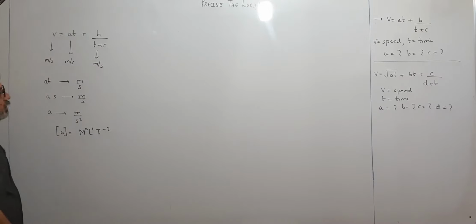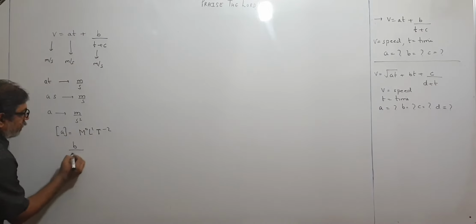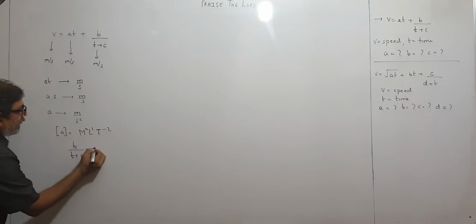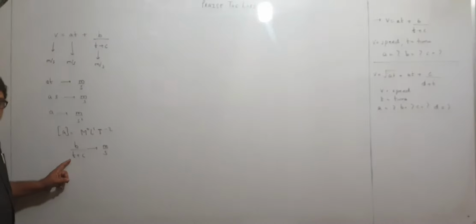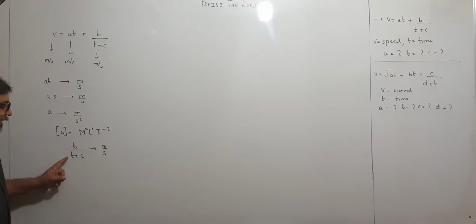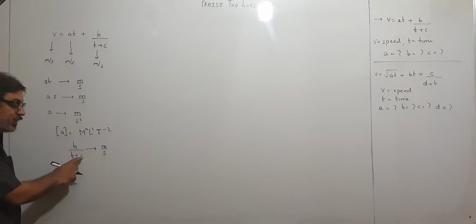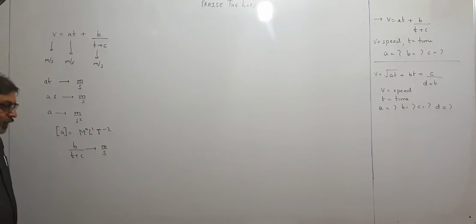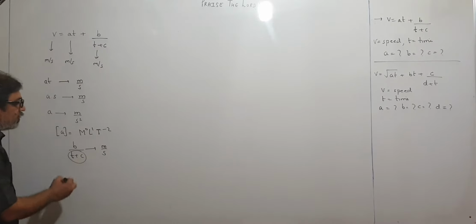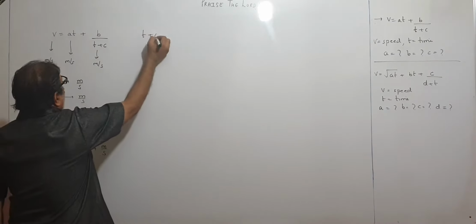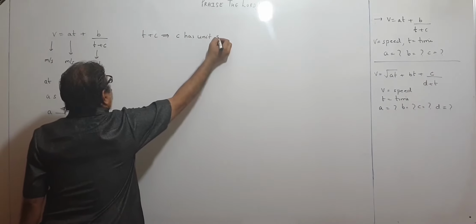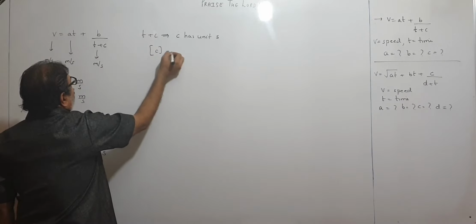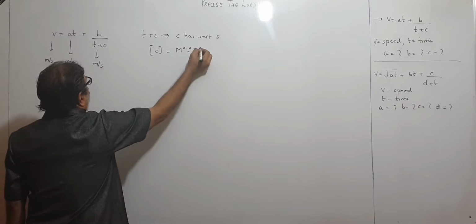Come to this part. B upon T plus C has unit meter per second. Children, we know this is second. Time. In time, we can add only time. That we already know. So C has to be time, otherwise it cannot be added to T. So from this expression I make out T plus C tells me that C has unit second. Therefore dimensions of C are m0 L0 T1.